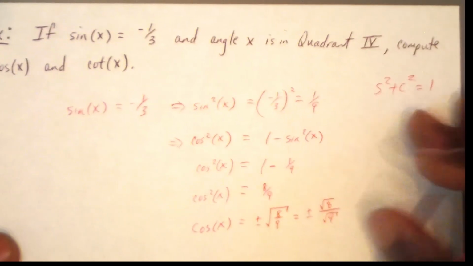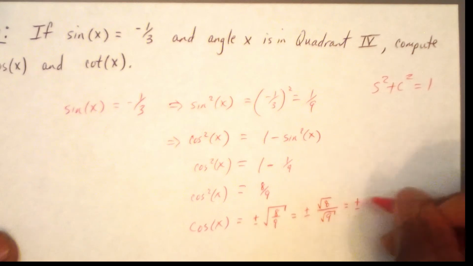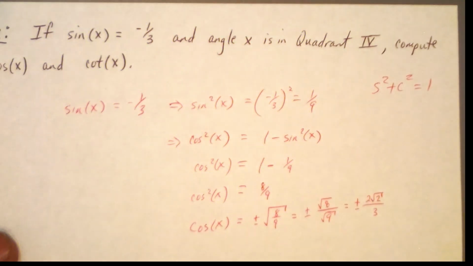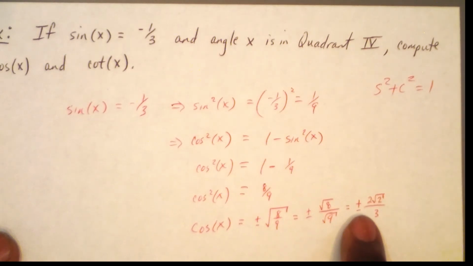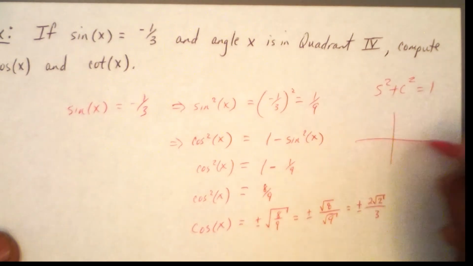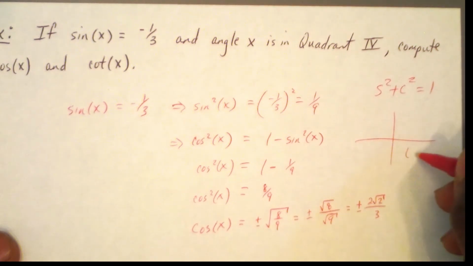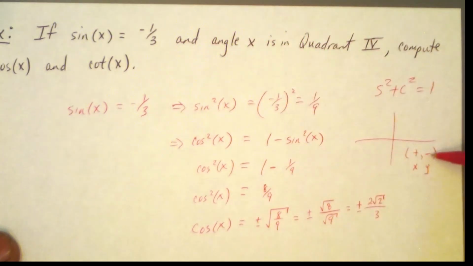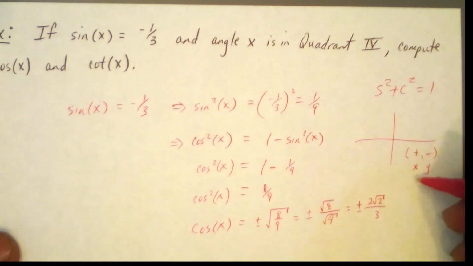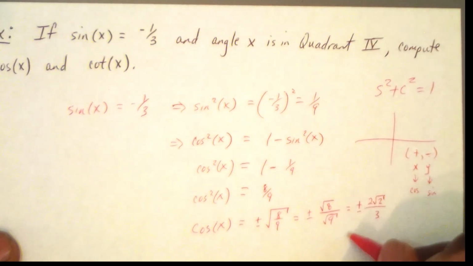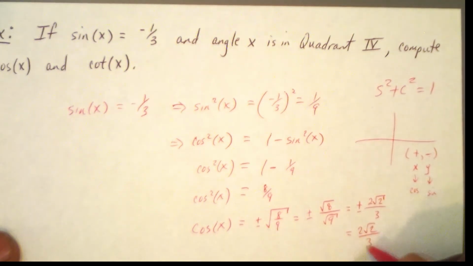And if we work this out, square root of 8 is the same as 2 square root of 2, and square root of 9 is 3. So now we need to decide whether we're going to use the plus or the minus. How we decide that is to think about what sine represents. Sine represents the y coordinate. Since our angle x is in the fourth quadrant, points in the fourth quadrant look like this, x, y. And since sine is negative in that quadrant, and x represents cosine and y represents sine, cosine is positive. So we end up using just the positive version of this.